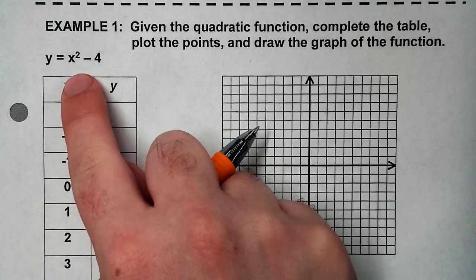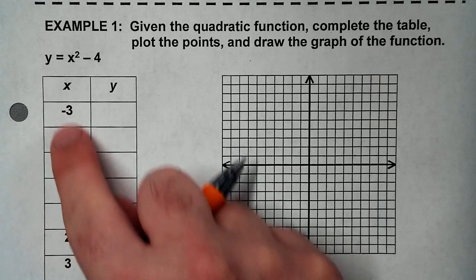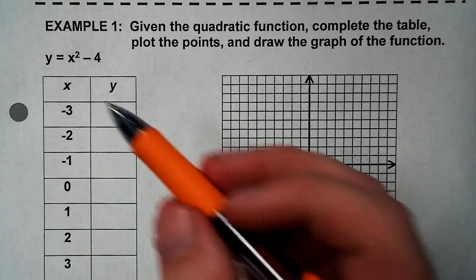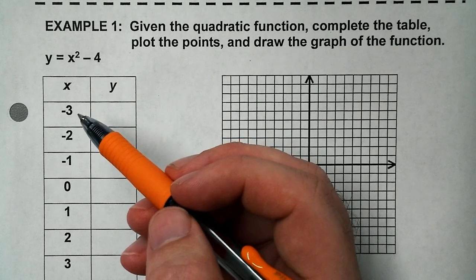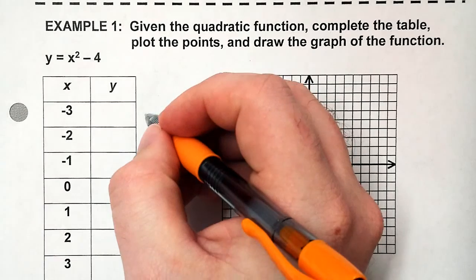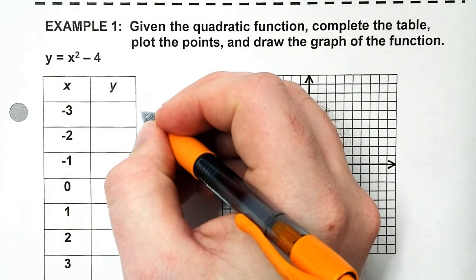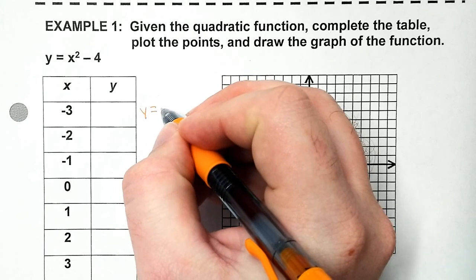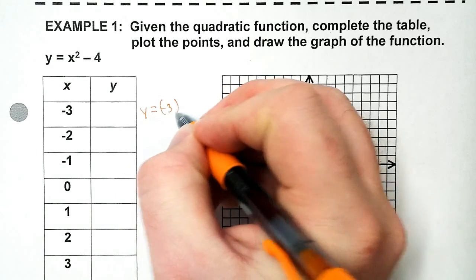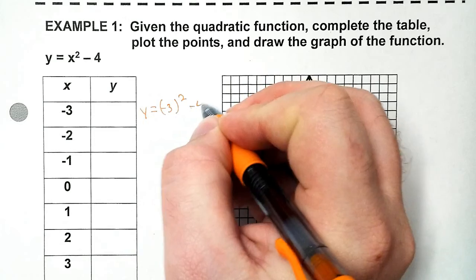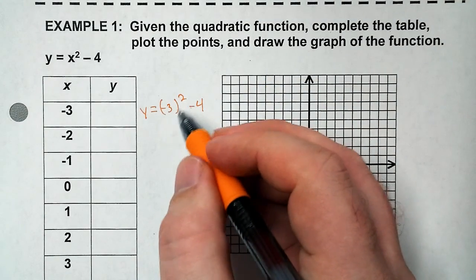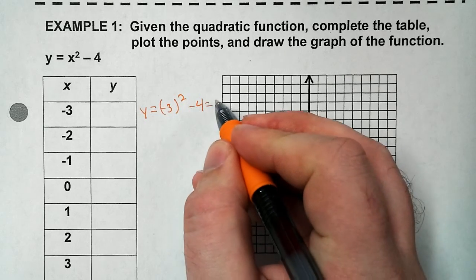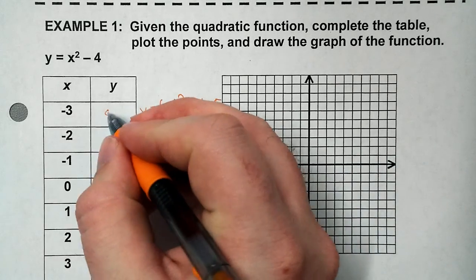We can take the equation, plug in values for x, get values for y, and then plot points. So, let's start out with -3. If I plug in -3 for x, I get y is equal to -3 squared minus 4. -3 times -3 is positive 9. 9 minus 4 is just 5. So the y value would be 5.